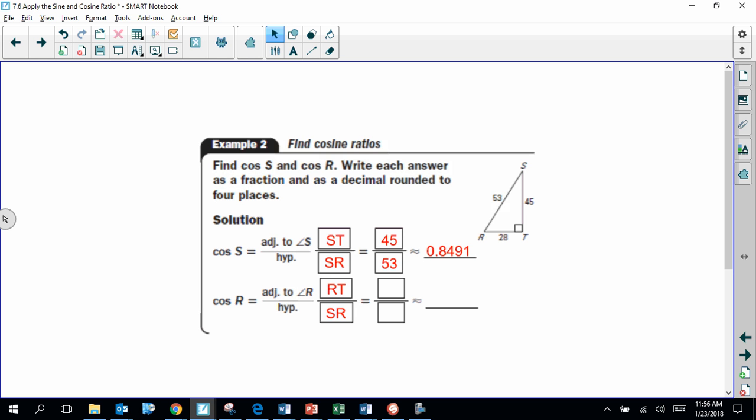And same thing here. When we move our angle of reference, our adjacent side changes to be RT, but the hypotenuse stays the same. So we wind up with 28 over 53.